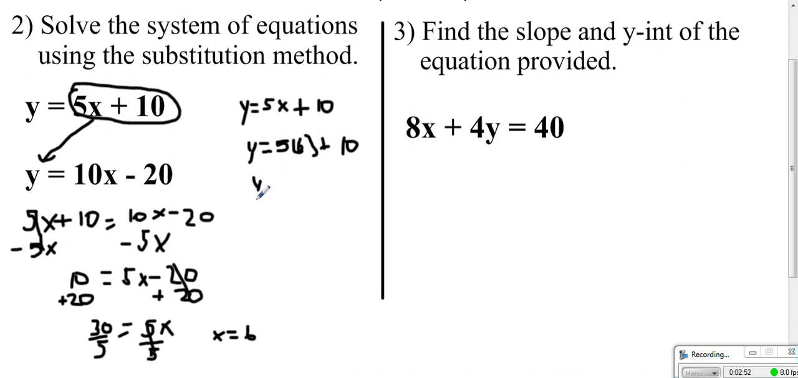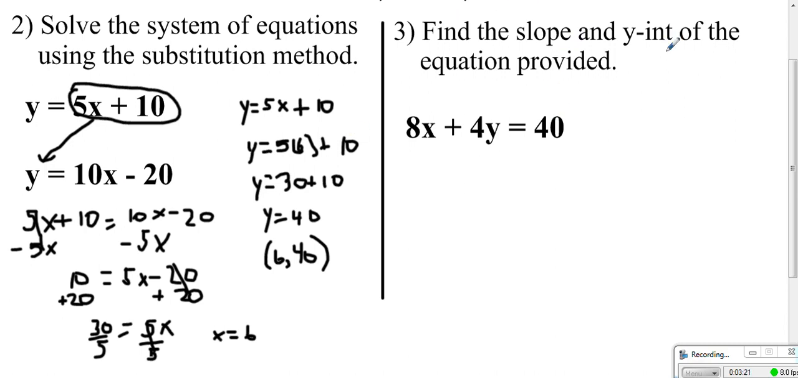y equals 5 times 6 is 30. Bring down the plus 10. And y equals 40. So the solution of this system of equations is 6 for the x and 40 for the y. And that's where the two lines, these two linear functions, cross, that's where they intersect.